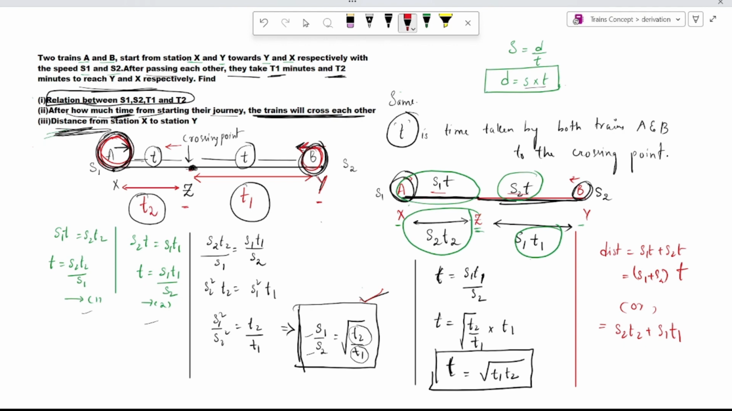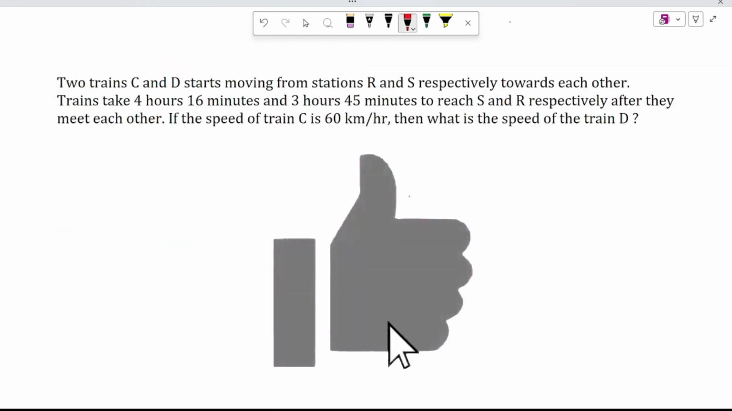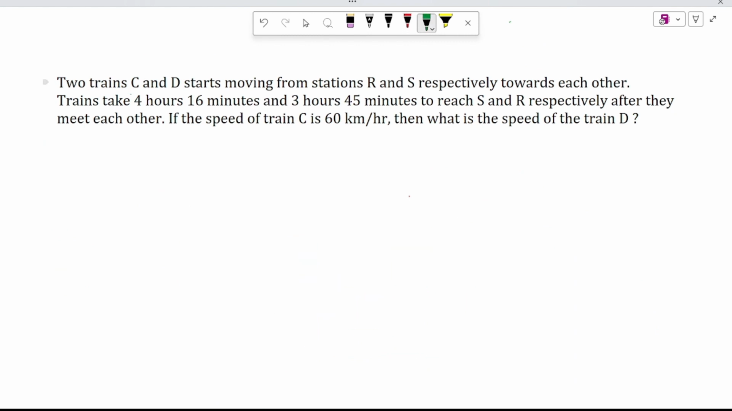Now let us solve a problem. Let's see what they have given here. Two trains C and D start moving from stations R and S respectively towards each other. Let me draw two stations here. Here there is a station R and there is a station S, and there is a train C which is traveling towards station S, and there is a train D which is traveling towards station R. The trains take 4 hours 16 minutes and 3 hours 45 minutes to reach S and R respectively.